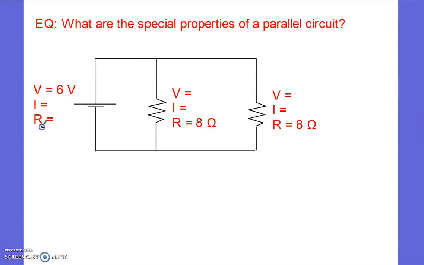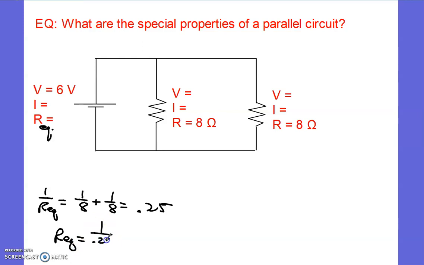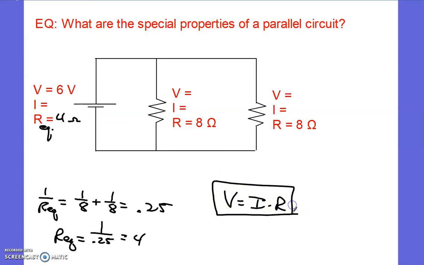Welcome back. First thing we're going to do is solve for the equivalent resistance. We say 1 over the equivalent is 1 over 8 plus 1 over 8, and that gives us a value of 0.25. That is not the equivalent resistance, though. To get the equivalent, we take the inverse of that. We take 1 over 0.25, and that gets us 4. So our equivalent resistance is 4 ohms. Once we know 2 out of the 3 values, we solve for the third using Ohm's law. We have 6 equals I times 4. We get our I, or current, to be 1.5 amperes.